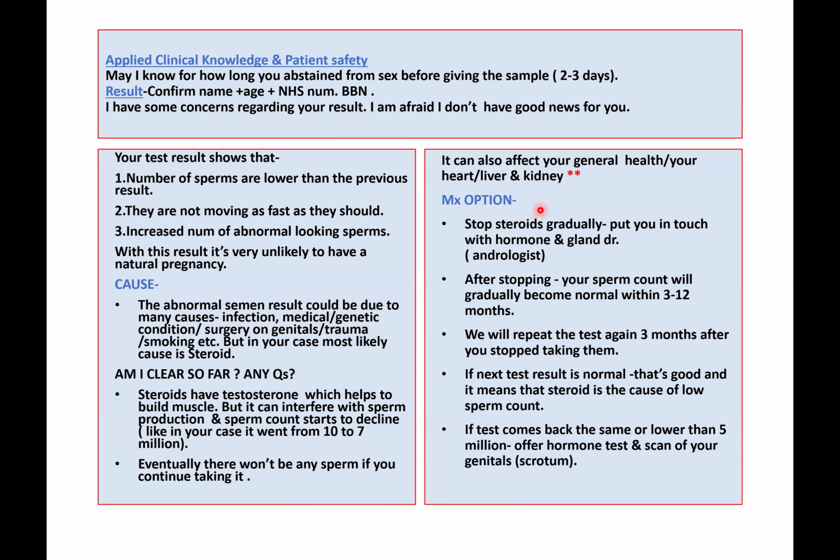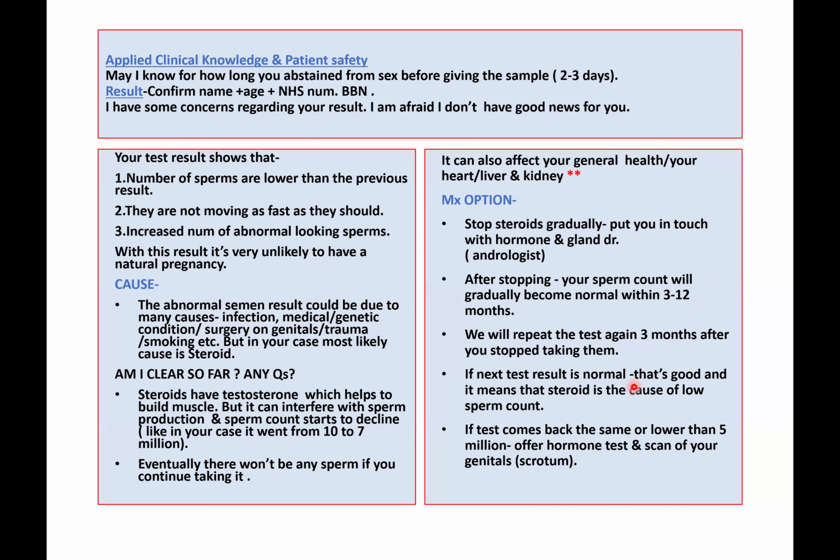All right, so is it okay if I discuss with you about your management option? First of all, we would advise you to stop these steroids gradually, and for that, we will put you in touch with the hormone and the gland doctor. After stopping, your sperm count will gradually become normal within 3 to 12 months. It takes a very long time for the sperm count to get back to normal after stopping the steroid. In some articles, they have even mentioned 2 years. And we will repeat the test again 3 months after you stop taking them.